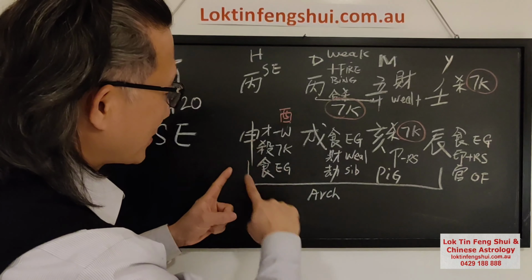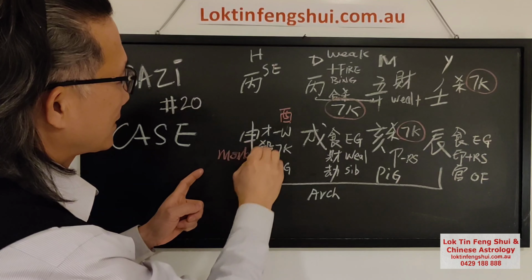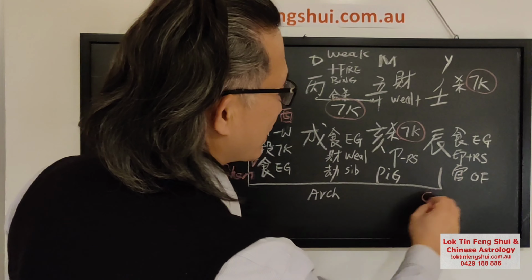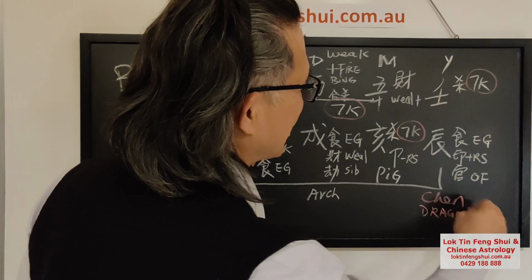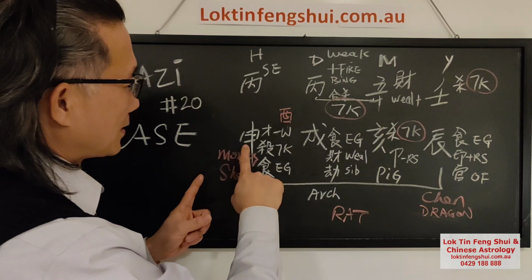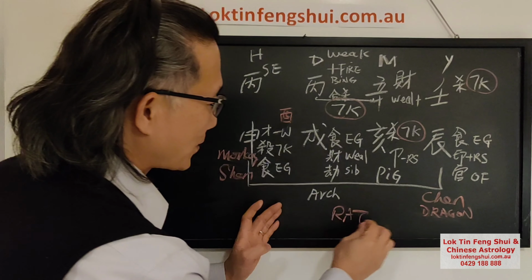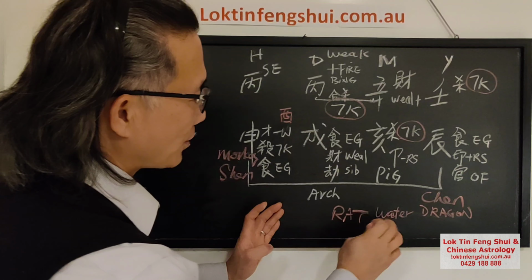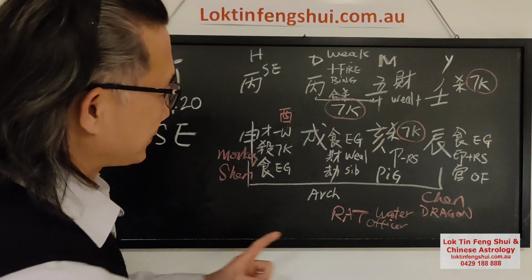This chart also has an arc combination here. The monkey, the Shin, and the dragon, the Chen, with the rat. Remember? Monkey, rat, and dragon, with the monkey in the middle. So this rat here is another water. The rat is the grey water, and grey water is the officer. So this is the officer here.